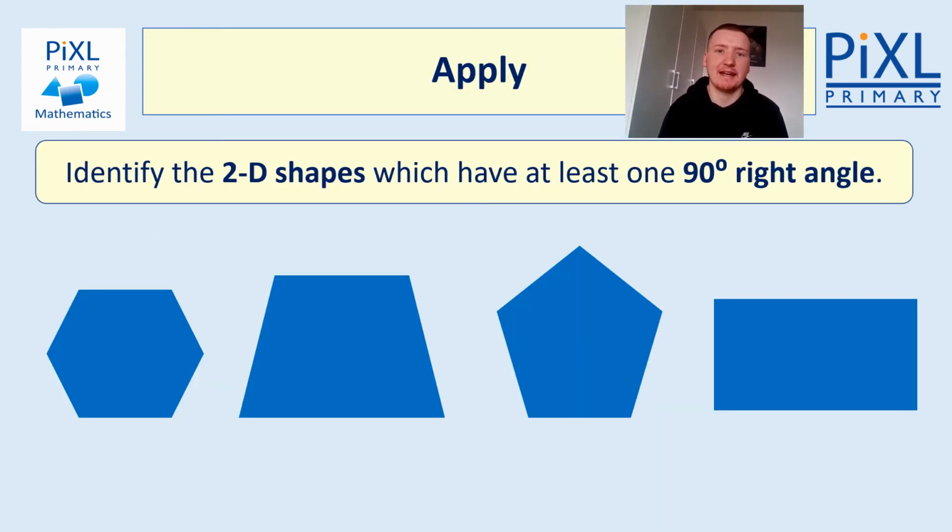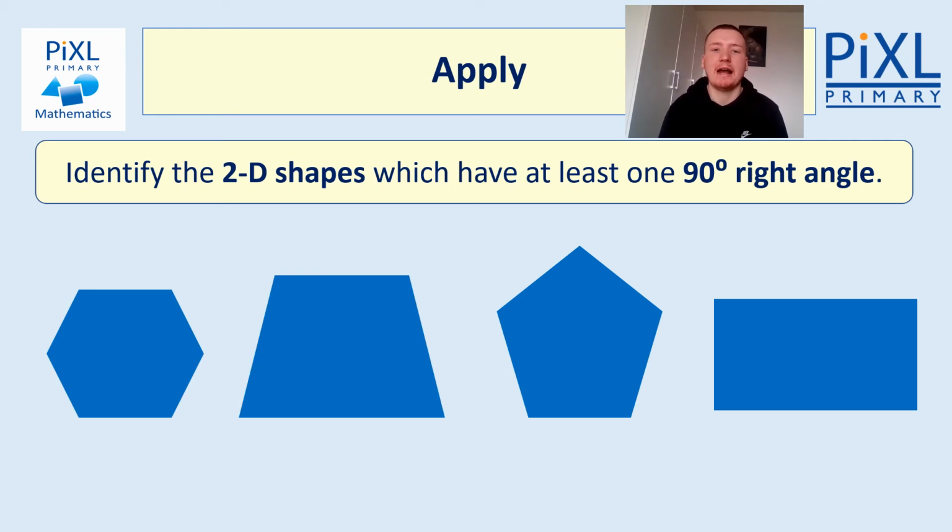Your next task that I want you to do independently and post on your portfolio is identify the 2D shapes which have at least one 90-degree right angle. So it's over to you on this one. Pause the video, spend a couple of minutes looking at each. If you want to draw them out, that's absolutely fine. Or if you can print them off, that's great as well.